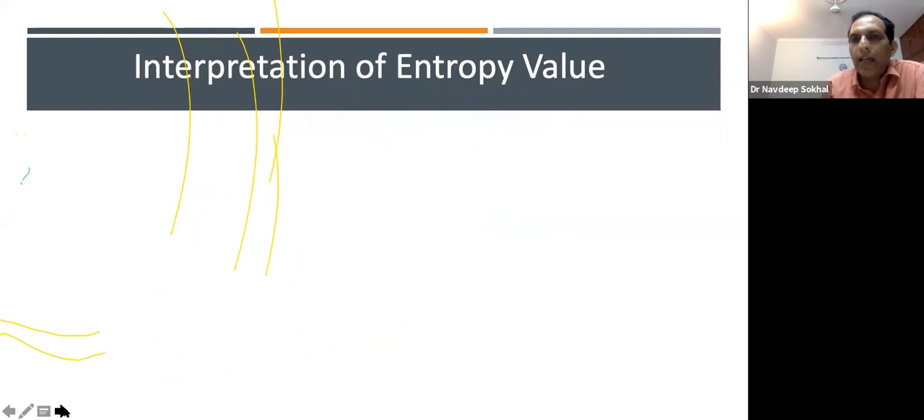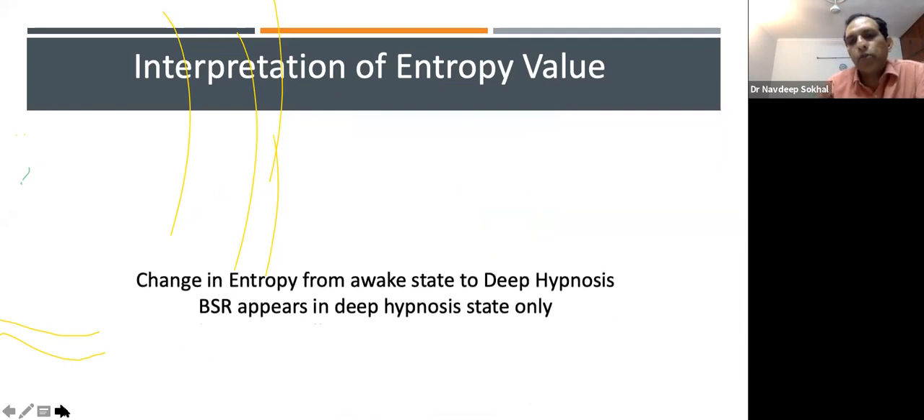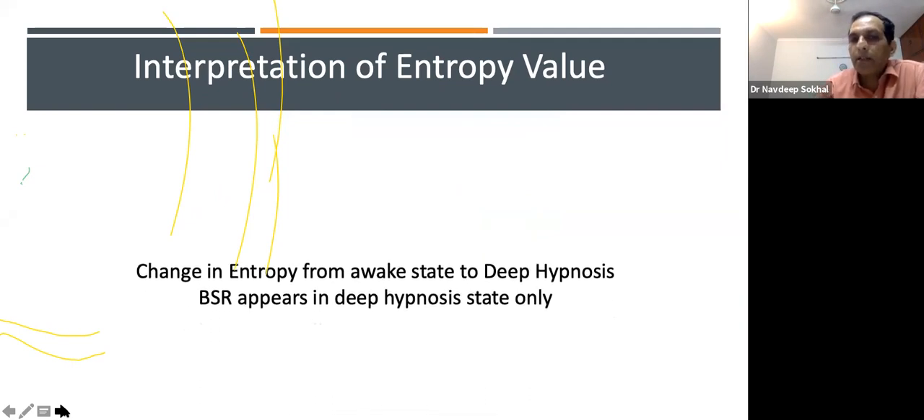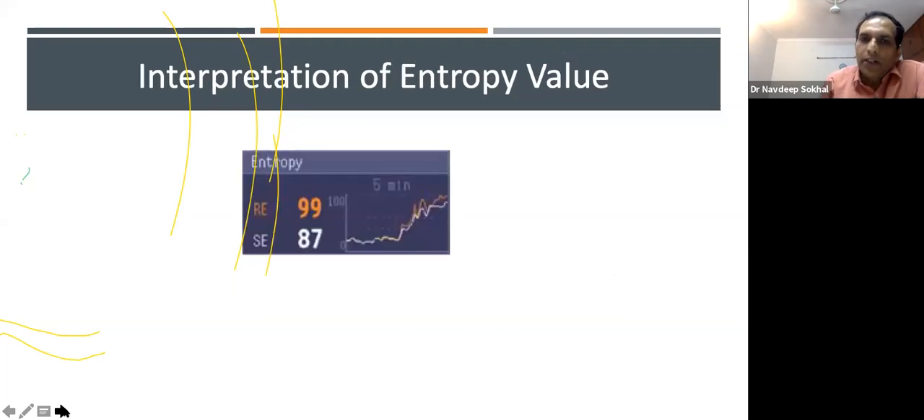Ideally, we do not need any burst suppression during adequate plane of anesthesia. So with change in entropy from awake state to deep hypnosis, BSR appears only in the deep hypnosis state. Burst suppression ratio will not be available in normal adequate anesthesia. Now interpreting this, it is 99 and 87. So obviously, it shows that the patient is awake.